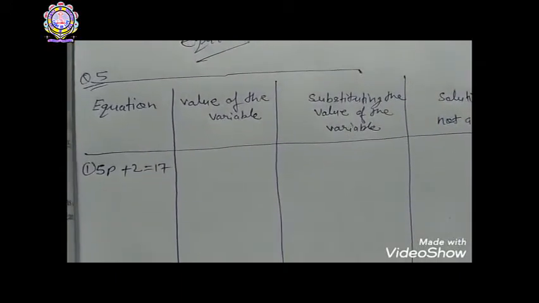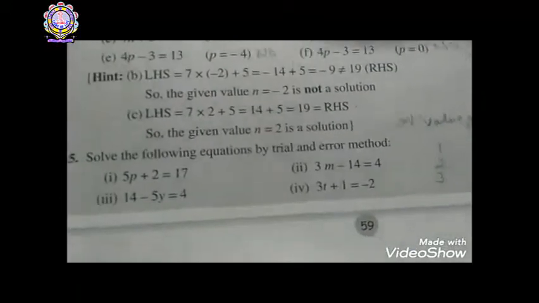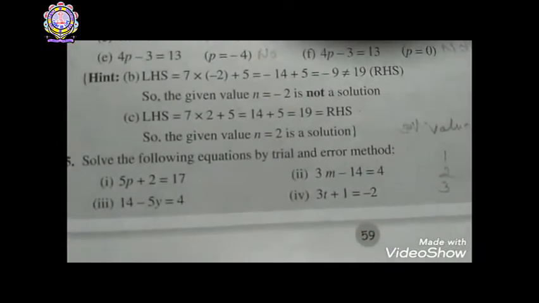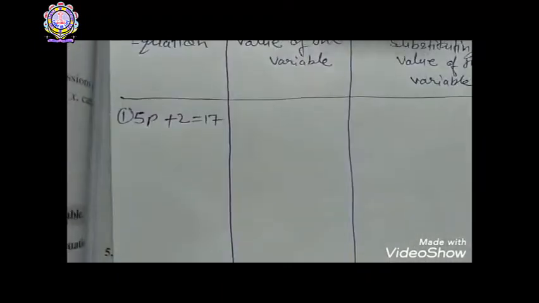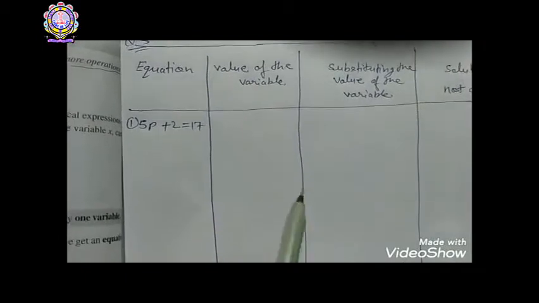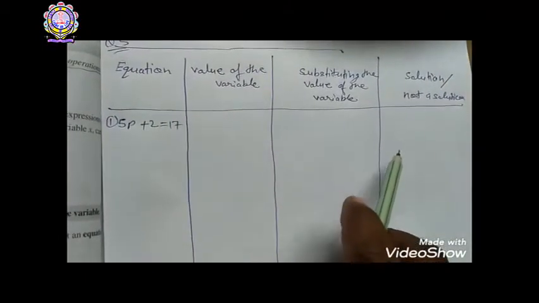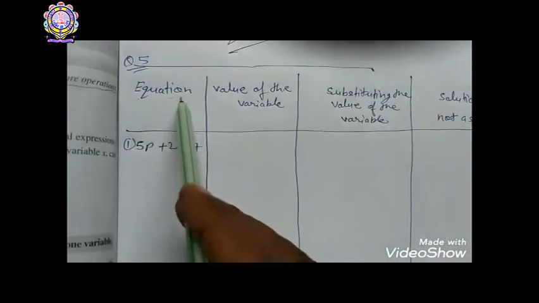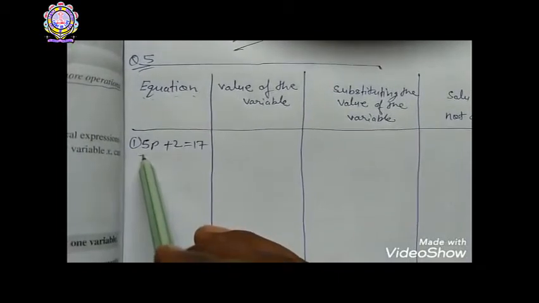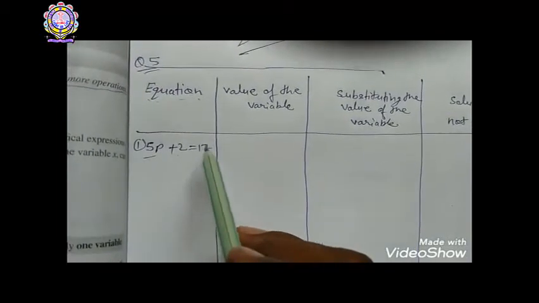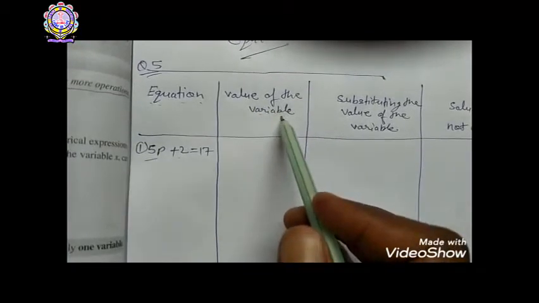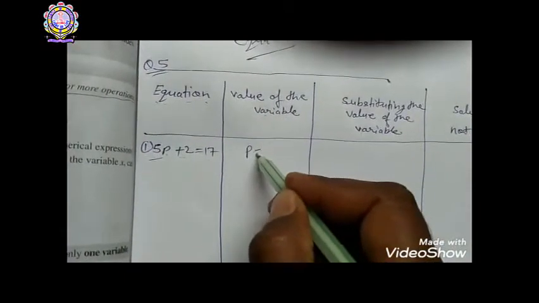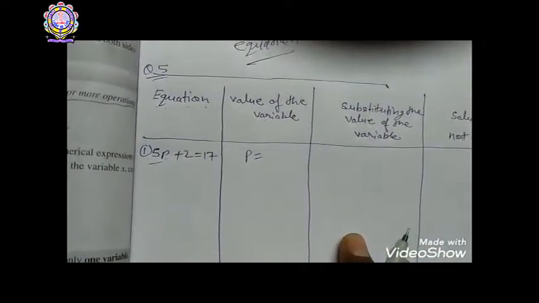Now question number 5. What is question number 5? Solve the following equation by trial and error method. So by the trial and error method, first you draw 4 columns: 1, 2, 3 and 4. In the first column you write the equation that is given, 5p plus 2 equal to 17. Here, the value of the variable. What is the variable here? That is p. You just write the value of the variable.